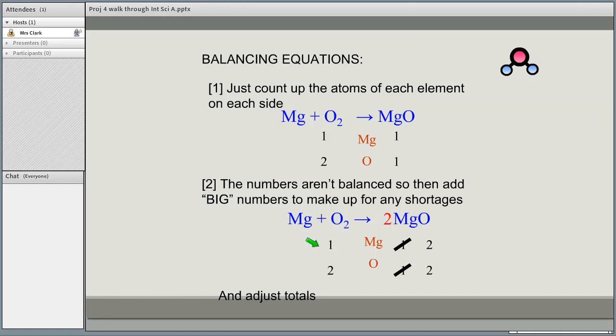So we'd have, oops, that should stay there. So we'd have 2 magnesium on both sides, 2 oxygen on both sides. So that's the key. It's the conservation of matter. We need to keep it balanced.